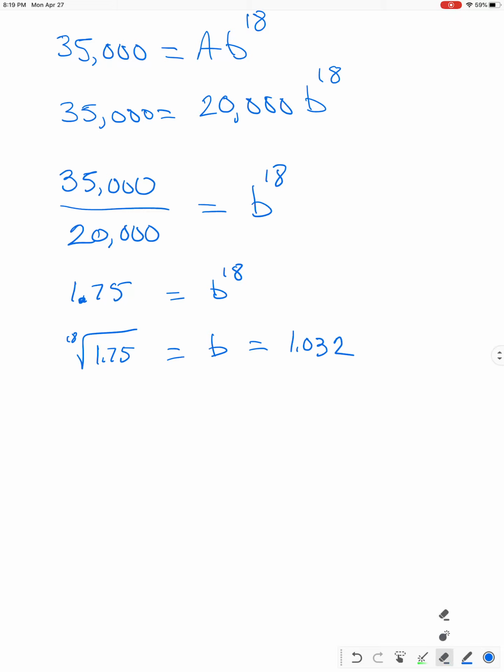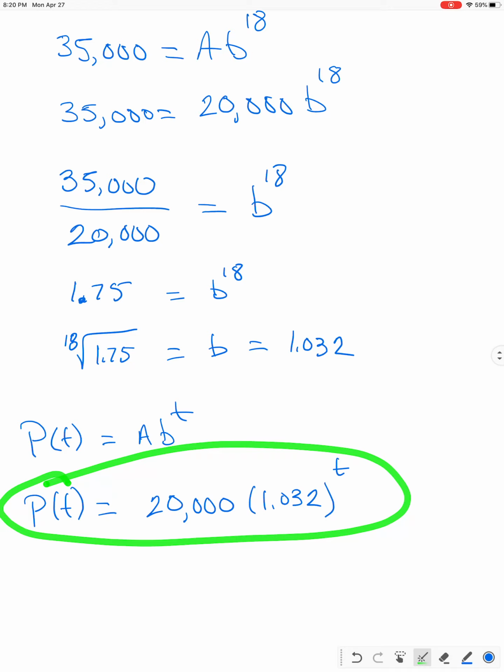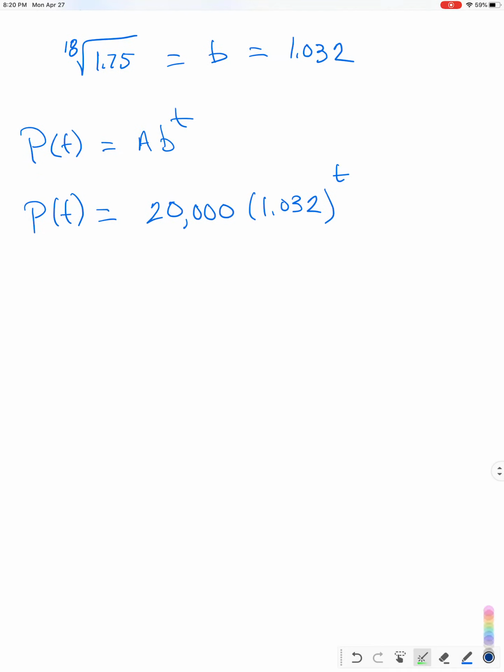Now I have my b, and I have my a. So my population function in terms of time is equal to a b raised to the t, but I know what a and b are. My population function in terms of time is equal to a, which is 20,000, times b, which is approximately 1.032, raised to the t. And this is my equation that describes the population growth for these wasps.